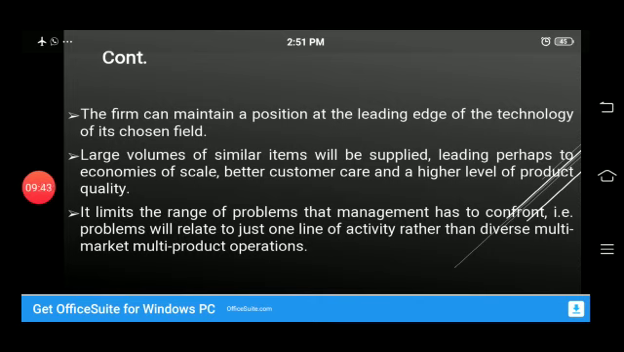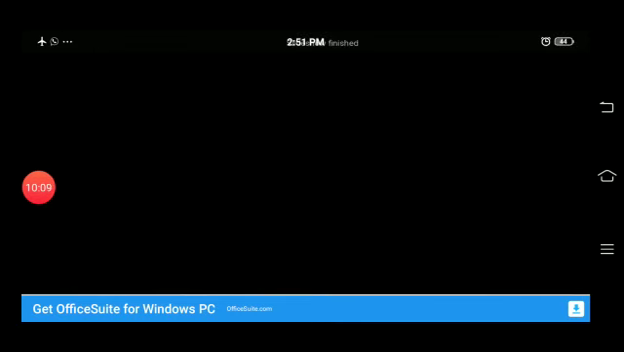Large volumes of similar items will be supplied, leading perhaps to economies of scale, better customer care, and a higher level of product quality. It limits the range of problems that management has to confront. That is, problems will relate to just one line of activity rather than diverse multi market, multi product operations.